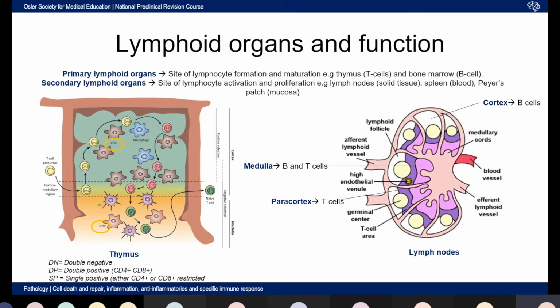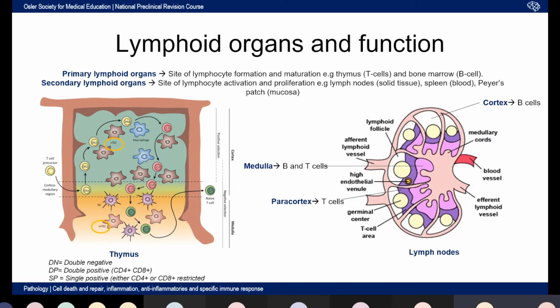So first things first, we need to talk about lymphoid organs. Now there are two types. There's primary lymphoid and secondary lymphoid organs. Primary lymphoid organs are where T cells are made. They're made there and they mature there, and that's where we check that the T cells and B cells that are made are not self-reactive. That's called central tolerance. So in the primary lymphoid organs, there is central tolerance where we check that the B and T cells are not responsive to any self-antigens.